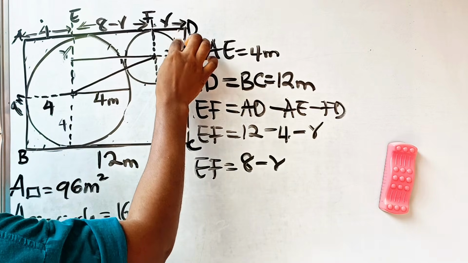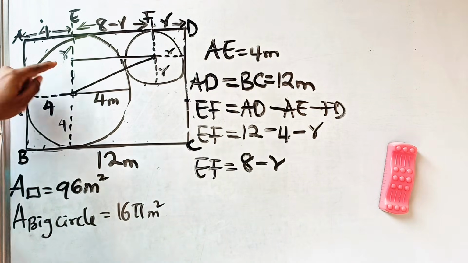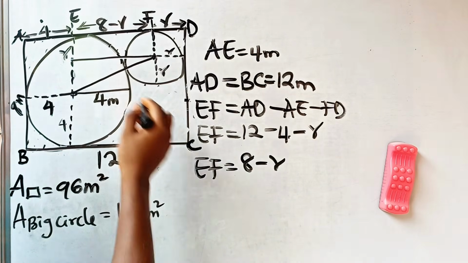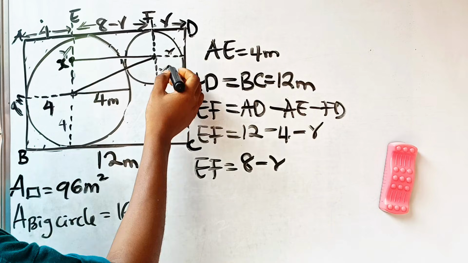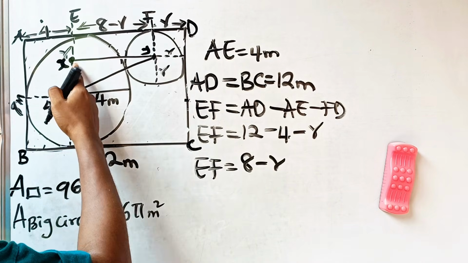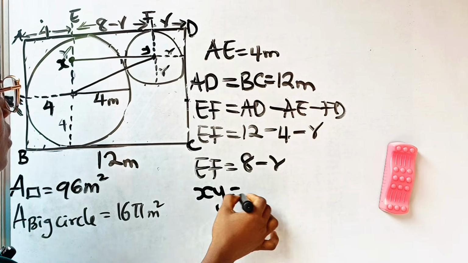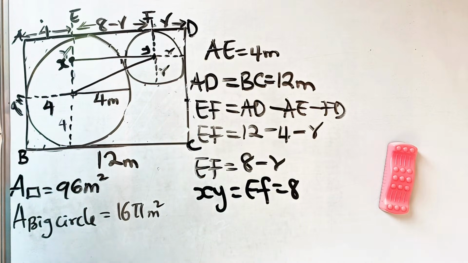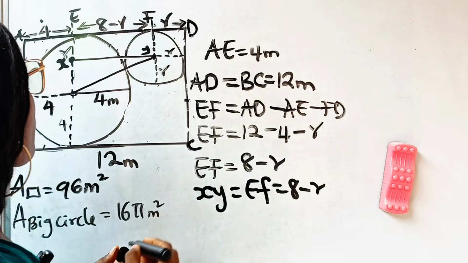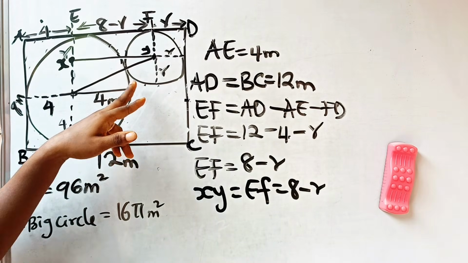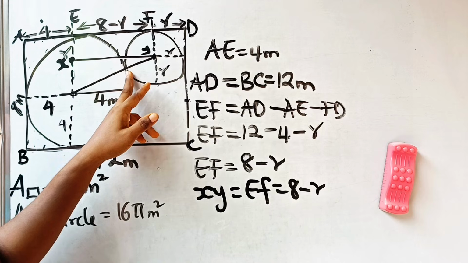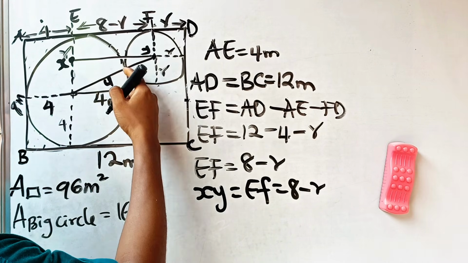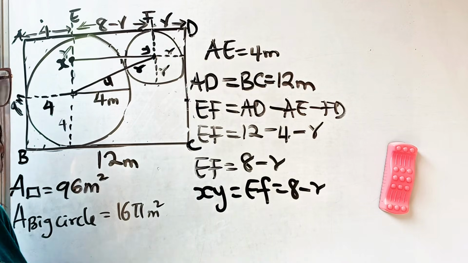Okay, now look at what we have. From here, you can see that from this point to this point, let's call that XY. So let's call this point X and let's call this point Y. So XY is equal to EF, which is equal to 8. Okay, 8 minus R. All right, now from here to here represents the radius of this big circle. So from here to here should be 4, and from here to here is the radius of the smaller circle.